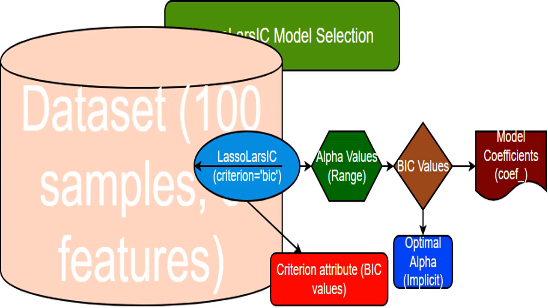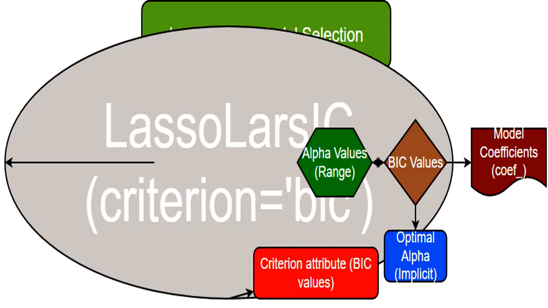I've specified that I want LassoLarsIC to use the Bayesian information criterion, BIC, to select the best model from all the models it creates with different alphas. LassoLarsIC doesn't test a few set alphas. Instead, it explores a wide range of alpha values. Think of it as systematically searching for the optimal regularization strength, like a tiny scientist meticulously adjusting a dial.